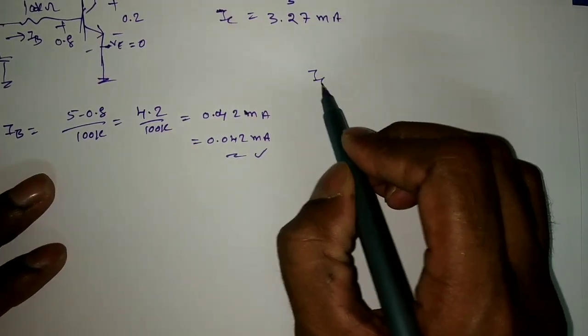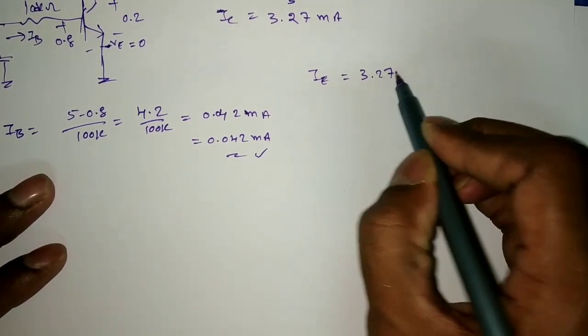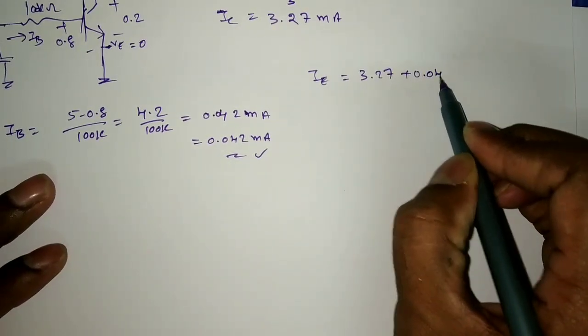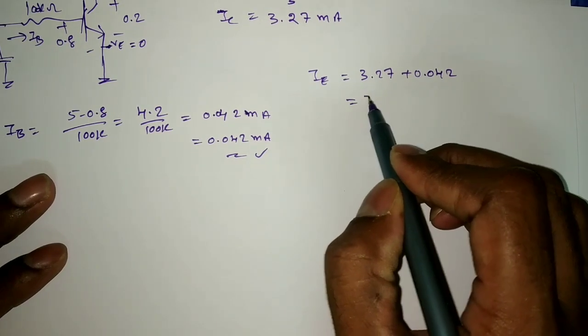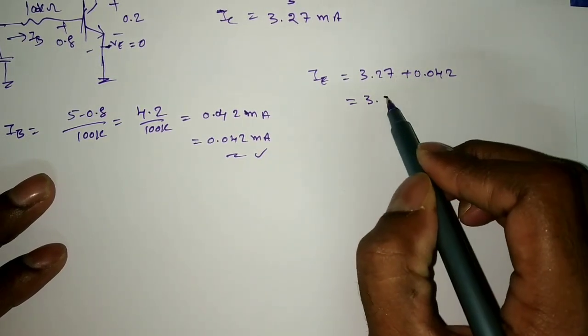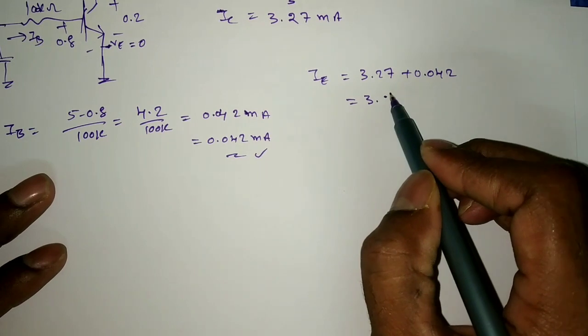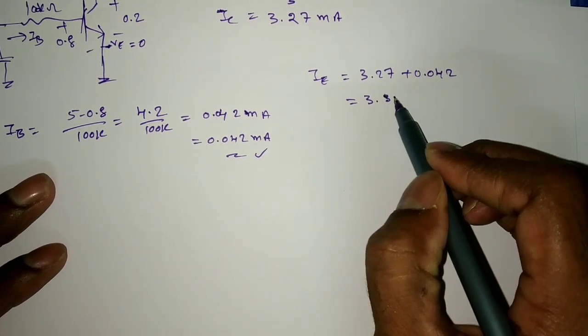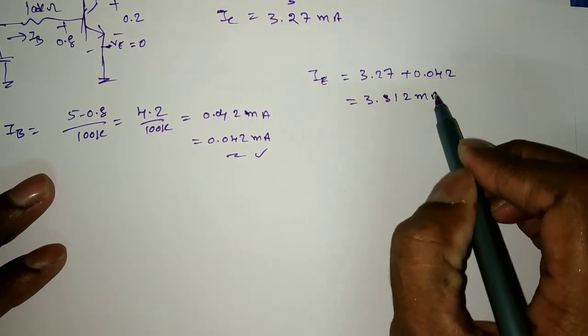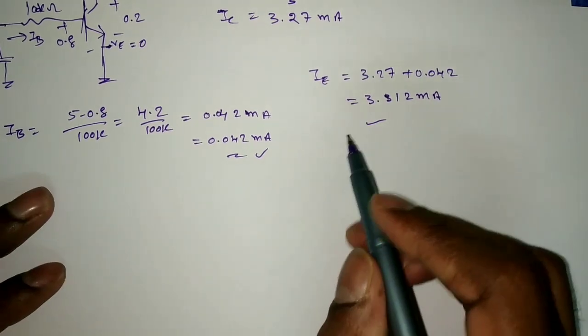3.27 milliamps. If I add these two, I will get IE. So 3.27 plus 0.042, 7 plus 4 is 11, so 3.312 milliampere is the IE.